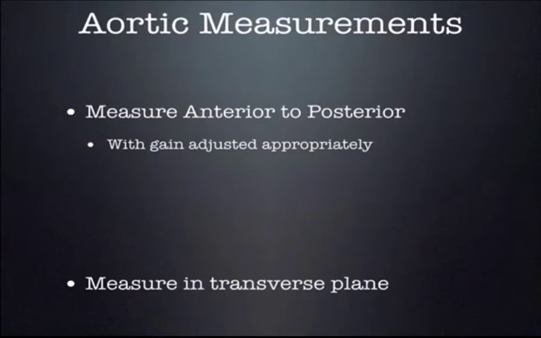So how are we going to measure? We're going to measure in the anterior to posterior direction, not side to side, and I'll explain that in a moment. It's important to make sure that you have the gain adjusted properly. If you overgain the image, it's difficult to identify the borders of the aorta. Also, make sure you measure in the transverse plane, not the sagittal plane, also known as the long axis plane. The reason for that is to avoid something called cylinder tangent effect, and again, I'll explain that in a minute.